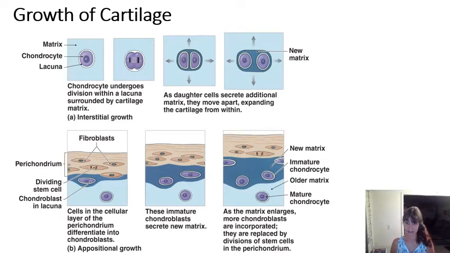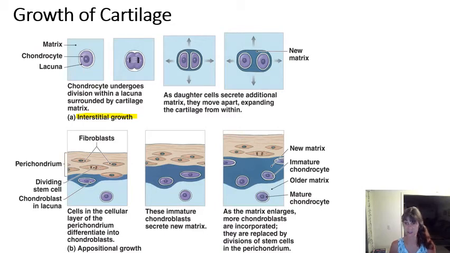Cartilage forms in two ways. Interstitial growth is going to occur when chondrocytes undergo mitosis. After chondrocytes undergo mitosis, with that parent cell dividing into two identical daughter cells, as the daughter cells separate, they begin to form their own individual lacunae and will secrete cartilaginous matrix around them. As they grow, they're expanding the cartilage from within.